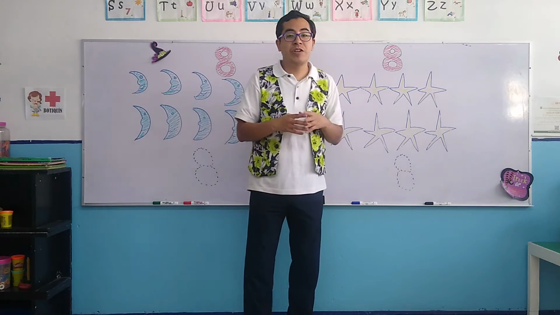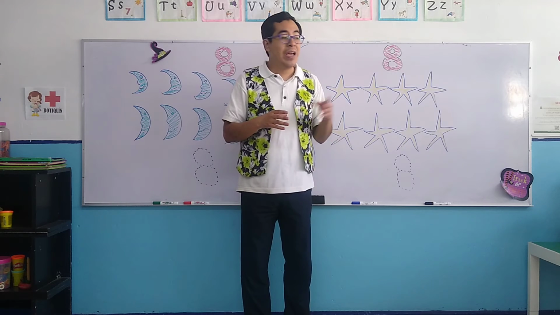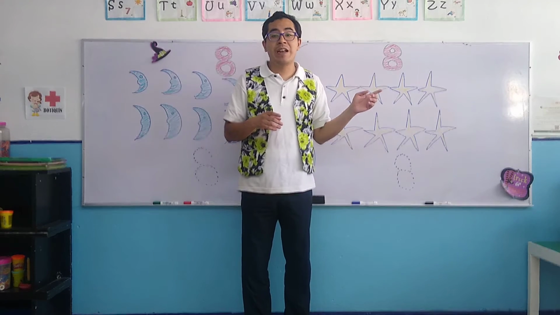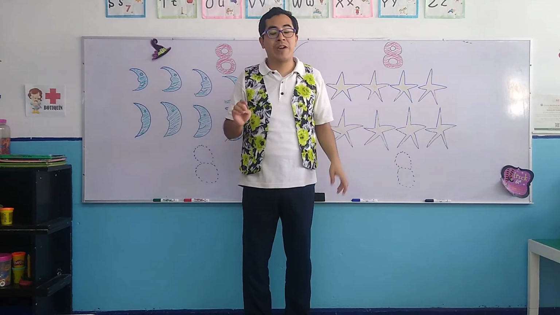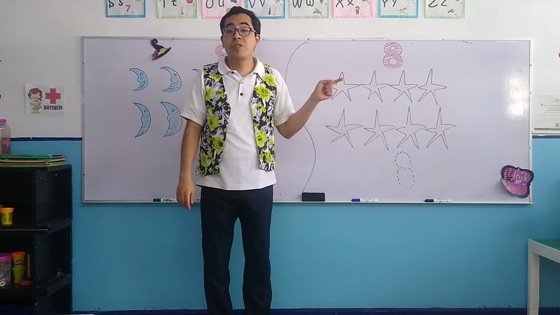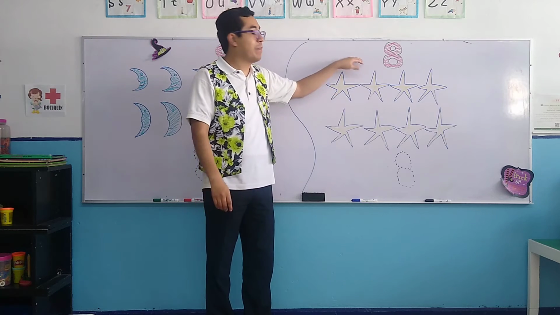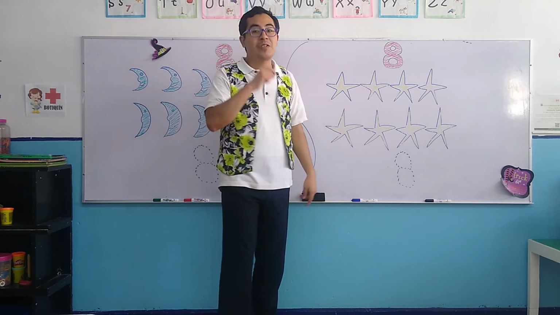For the second object, remember we have the stars. And the stars appear in the night. When you are sleeping, they appear in the sky, okay? Now, let's count the stars to see what's the number that appears on top of it, okay? Let's commence.